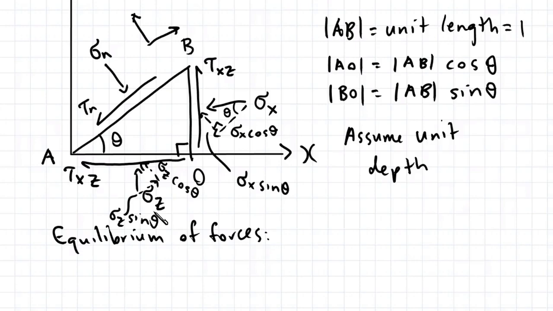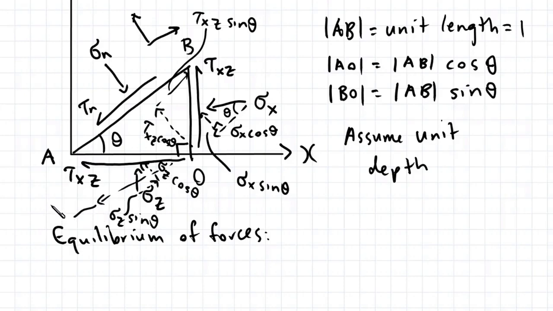So also the shear stresses. So this works out to be tau x z cosine theta. And this component here I'll just write over here, tau x z sine theta. And finally we have this one here. So this component here is tau x z cosine theta. And that component there, tau x z sine theta.